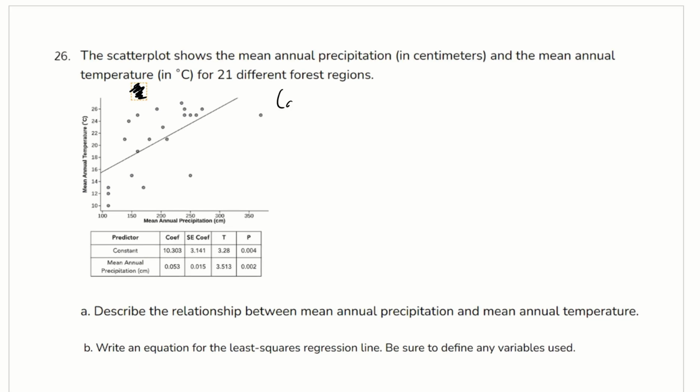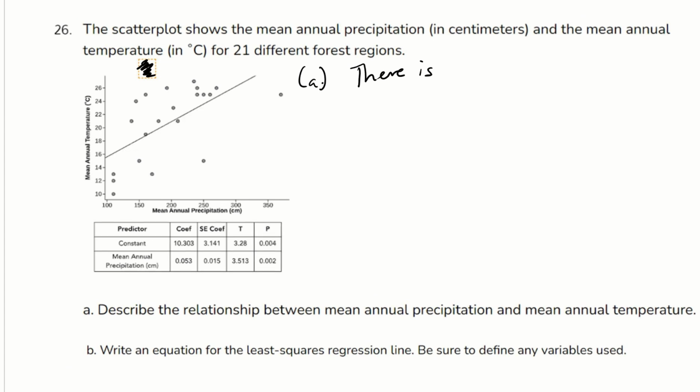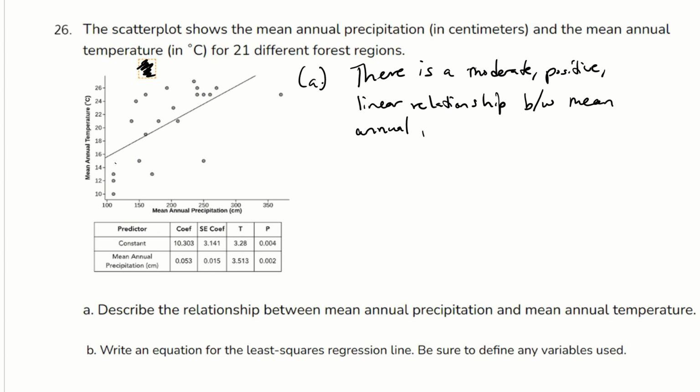So we're going to describe that. We'll do it over here since it's going to take some space. Remember, describe strength, direction, form, and unusual features, right? So clearly it's positive based off of this trend here, and it seems to be moderate. It's not very strong, so we'll say moderate. There is a moderate, positive, and here they're indicating that it's linear, a linear relationship between mean annual precipitation and mean annual temperature.